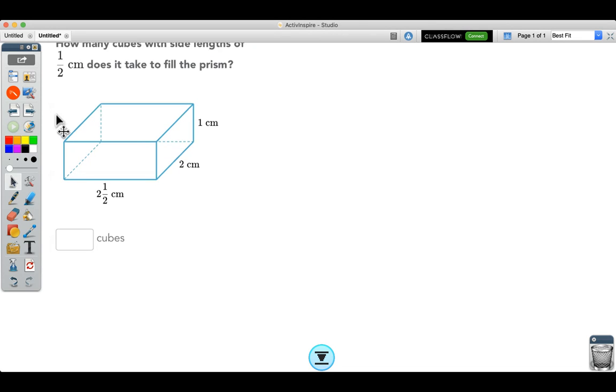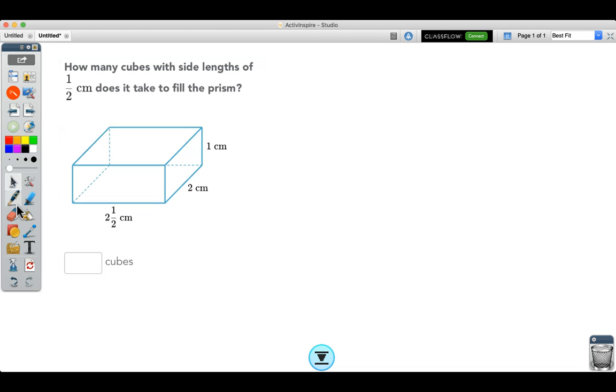How many cubes with side lengths of 1/2 centimeter does it take to fill the prism? We're going to look at this two different ways. The first way is we'll find the volume of this large prism, and the volume of this small prism that is 1/2 by 1/2. So let me draw that down here.